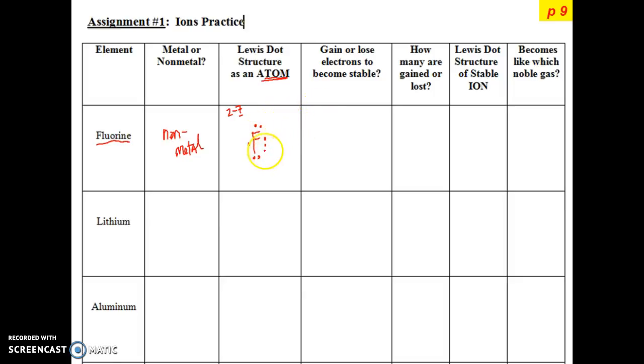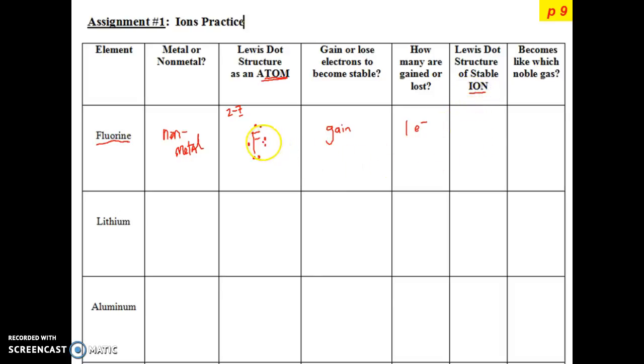It's not stable. It would really like to have 8 valence electrons because 8 is great, so it is going to gain 1 electron to get 8. The easiest thing to do is to gain 1 electron rather than losing 7. Now it's stable, but we need to draw the Lewis dot diagram of the ion.